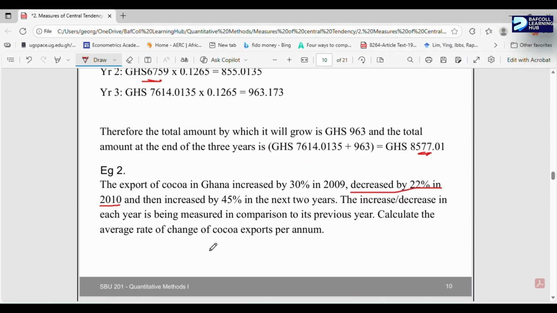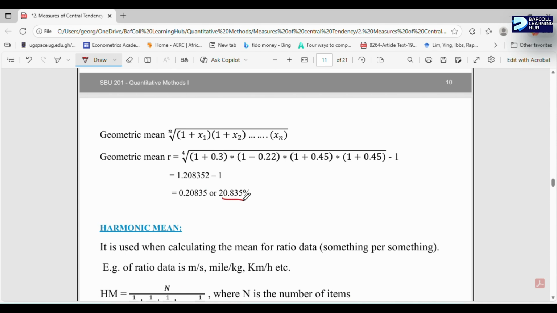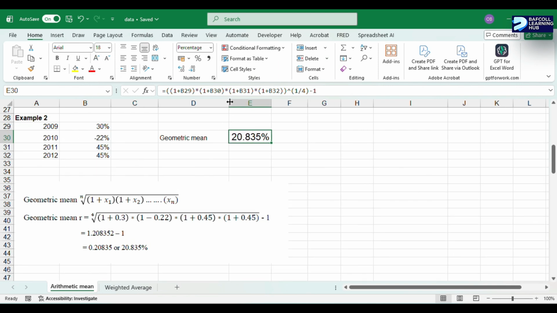Now the question is asking that we should calculate the average rate of change of cocoa export. So with this we can say that the average rate of cocoa export is 20.835, which we calculated over here.